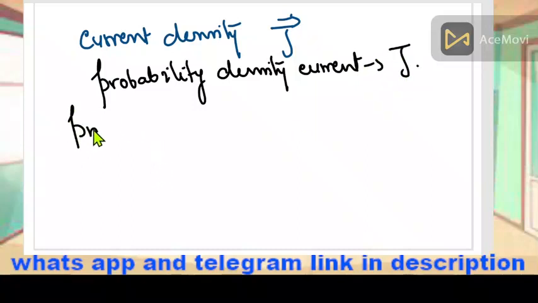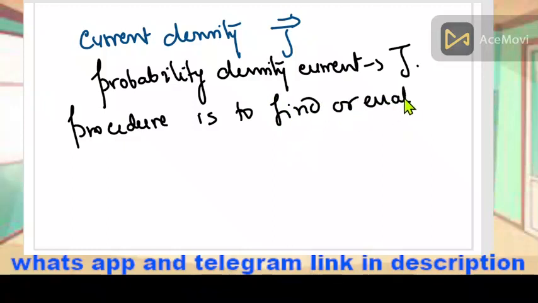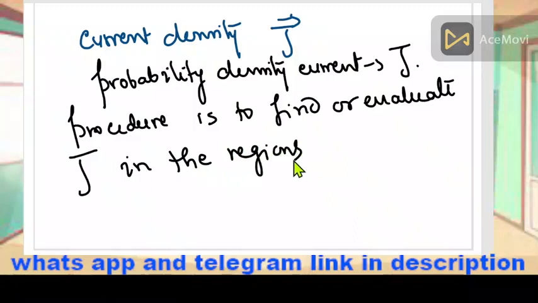Now what is the procedure? The procedure is to find or evaluate J in the regions of interest where we are solving the equation. This is what we have to do. Now let us see how we can do this.